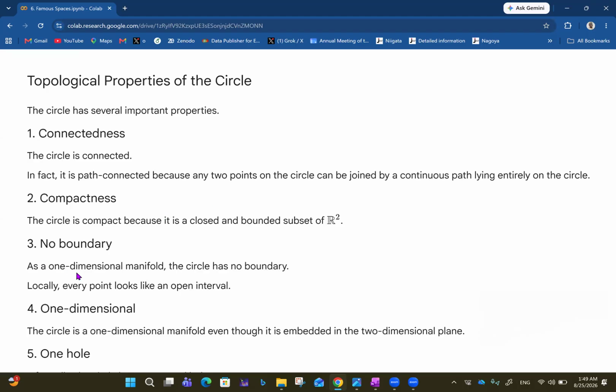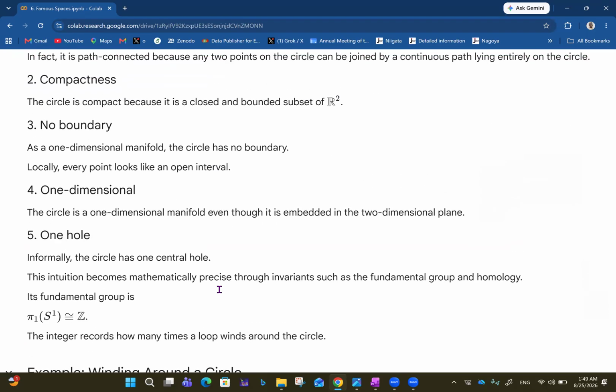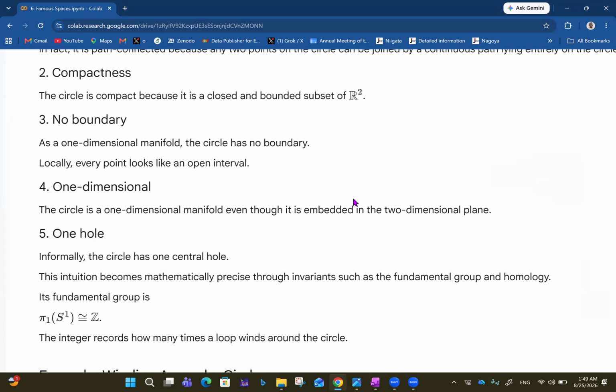Then there's no boundary. As a one-dimensional manifold, the circle has no boundary. Locally, every point looks like an open interval. Then it is one-dimensional. The circle is a one-dimensional manifold, even though it is embedded in the two-dimensional plane. Then it has one hole. Informally, the circle has one central hole. This intuition becomes mathematically precise through invariants such as the fundamental group and homology. Its fundamental group is pi sub 1 of S1, isomorphic to Z, the set of integers. The integer records how many times a loop winds around the circle.